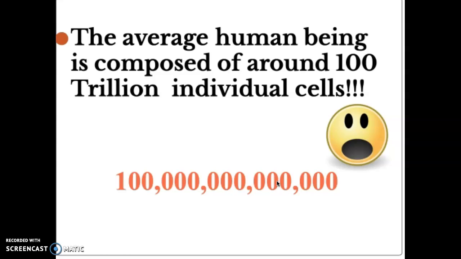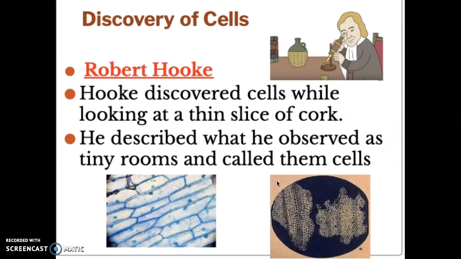Knowing about the basic size of the cell versus how big the human body generally is, scientists have been able to calculate that this is about the approximate amount in a human being at their adult size. First, we're going to be looking at some of the discoveries of the different scientists that led to the discovery of the cell theory and cells.